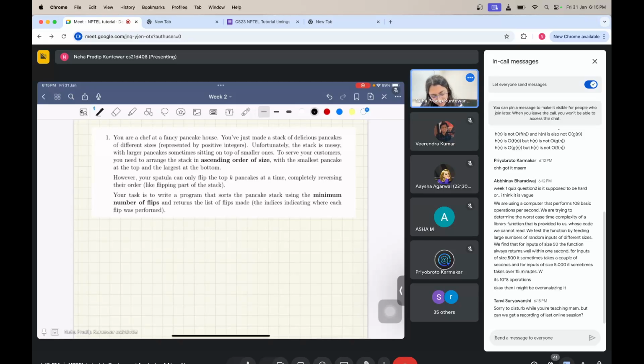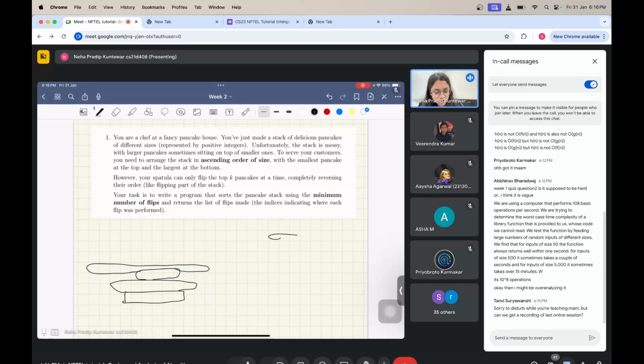Okay, you are at a pancake house, and there are lots of pancakes, but all of them are of different sizes, and they're arranged one on top of the other. So assume this is a pancake, and then there's another on top of it, and another on top of it, and they're all of different sizes, and they're arranged randomly. What you want is to sort them in the ascending order of size.